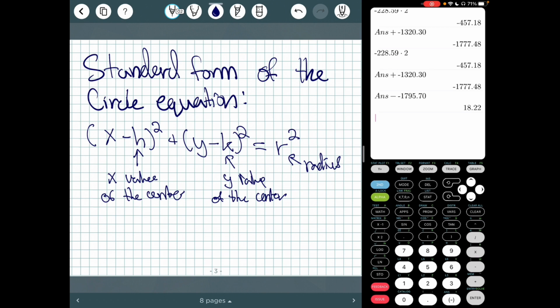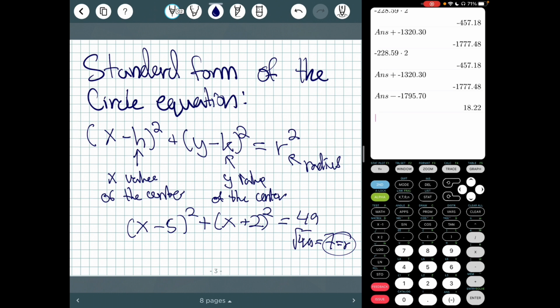So to find the radius, you want to take the square root of whatever is on the right side of the equation. So another thing, you always want to take the opposite of whatever is in the parentheses to find the x and y values. For example, we have x minus 5 squared plus, let's say, y plus 2 squared equals 49. So the radius would be the square root of 49, which equals 7.